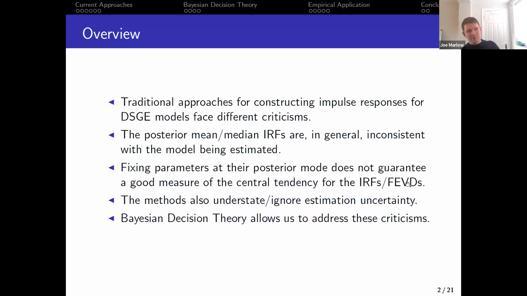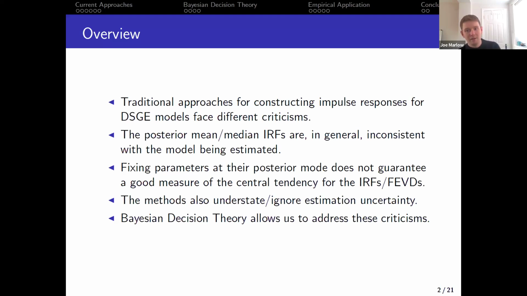The focus of this paper is really to do with beyond the estimation of the parameters, so how we should think about constructing the central tendency for objects of interest beyond that, so functions of those parameters, such as the impulse response functions, the forecast error variance decomposition, etc. So traditional approaches within the literature really fall into one of two camps here.